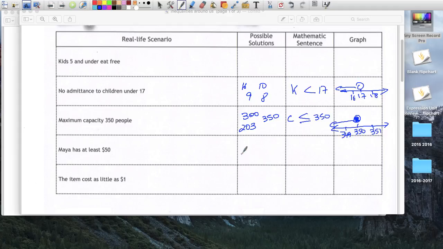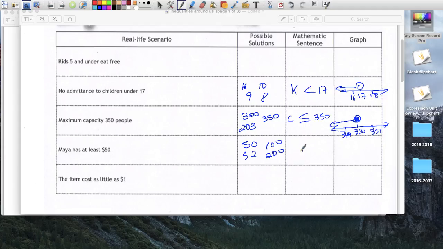Maya has at least 50 bucks, which means she has 50. She can have 52. She can have 100. She can have 200. At least, the minimum amount, the smallest amount of money that she has in her wallet is 50. Okay, the smallest she has. So if you open her wallet, for sure, she has 50. Nothing less than that. 50 and higher.